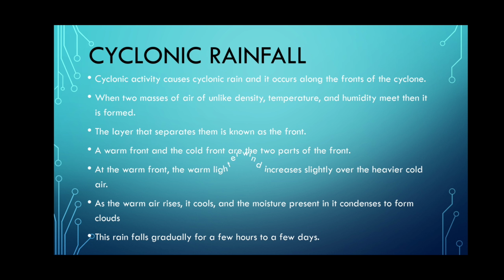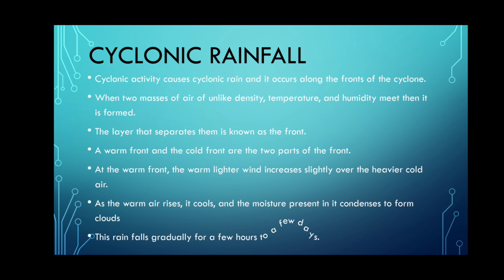At the warm front, the warm lighter wind rises slightly over the heavier cold air. As the warm air rises, it cools, and the moisture present in it condenses to form clouds. This rain falls gradually for a few hours to a few days.